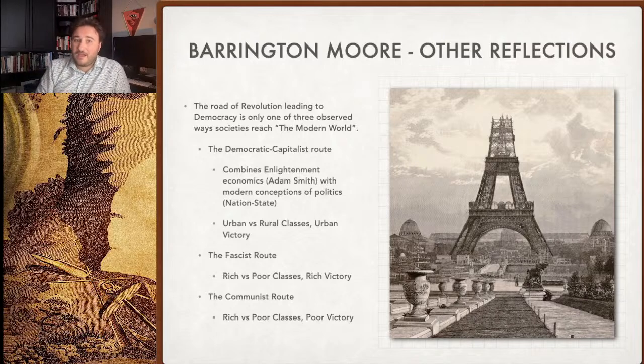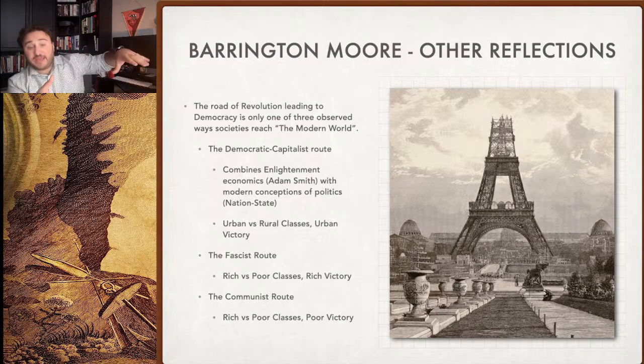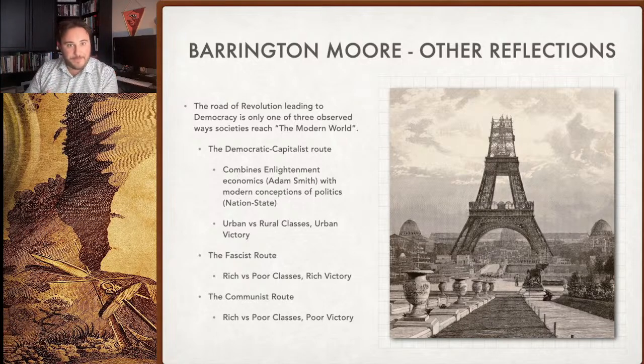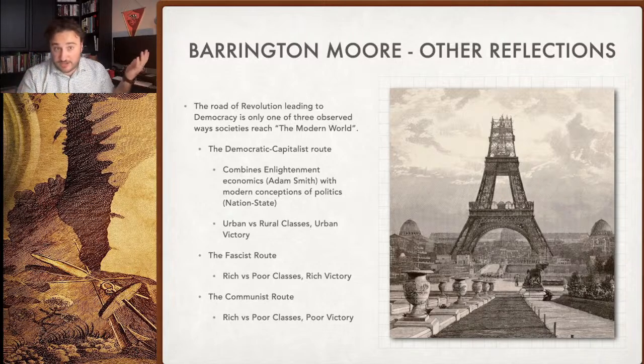Great Gatsby era. What you would find is societies that more or less operate, regardless of the political differences, roughly on the same rules of a mass urban industrialized society. But the way they got there is incredibly different. He says there's one group of countries that take the democratic capitalist route to this moment in time. These are the countries that experience revolution in the way I just described. Urban classes versus rural classes, with the urban classes reigning supreme. Combining Enlightenment economics from Adam Smith with the politics of the nation state to get essentially this.